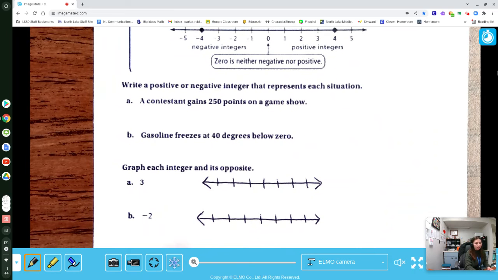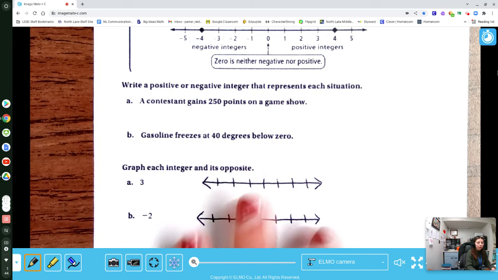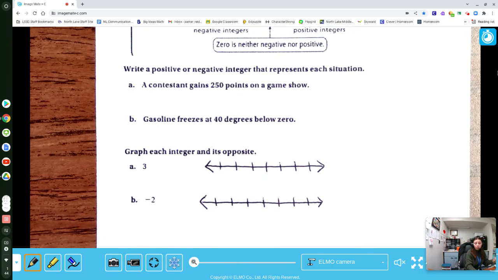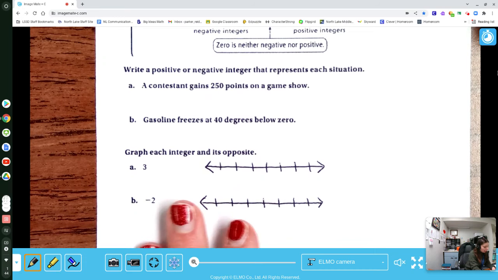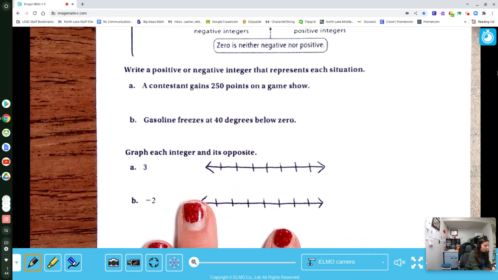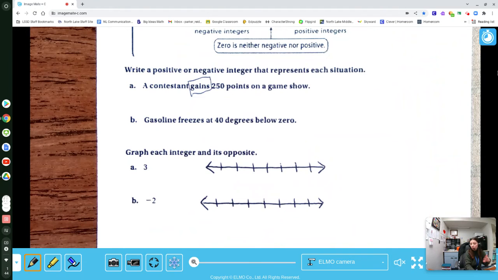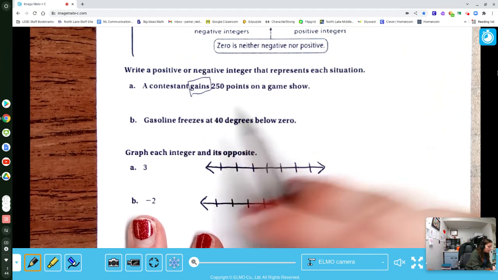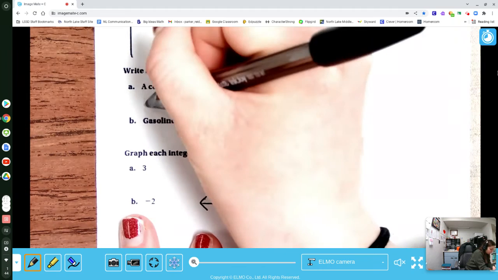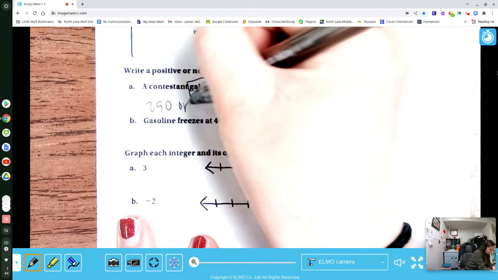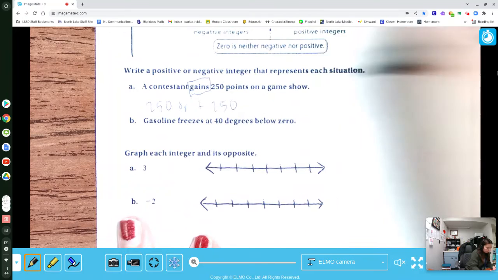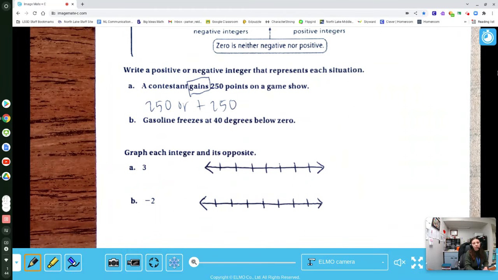The first one asks us to write a positive or negative integer that represents each situation. So we're going to read the words and determine is this a positive or negative number. Part A: a contestant gains 250 points on a game show. This word gains, that means their value is increasing, they're earning, taking in points. That would be a positive number. So positive 250, which we could write like this, just 250, or with that positive symbol, positive 250, either way.